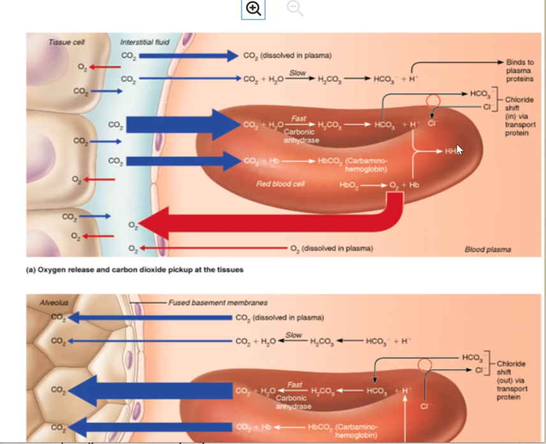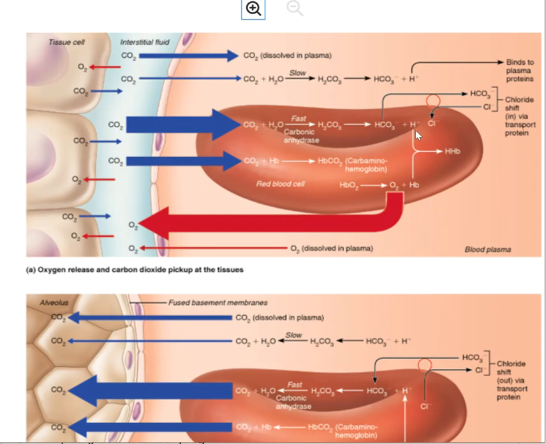So this first one is called the Bohr effect. The Bohr effect is when a hydrogen will bond to the hemoglobin and release the oxygen out, and bind, okay?